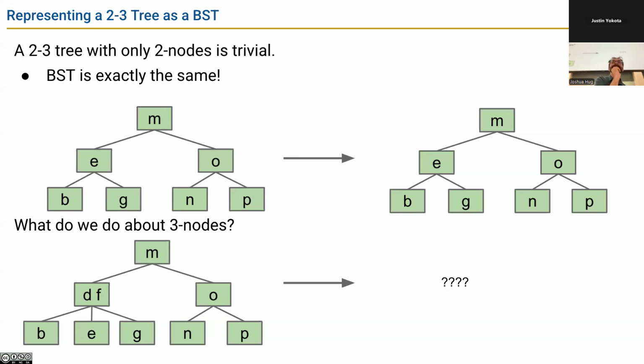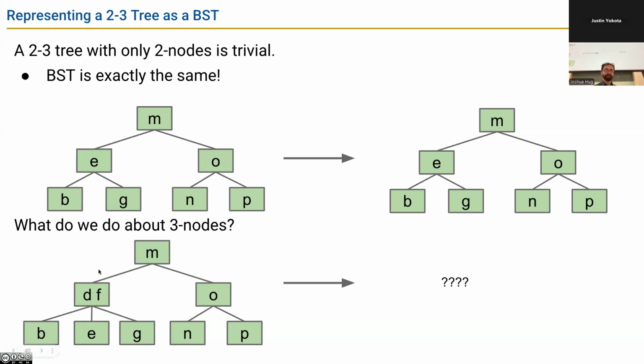Not 2 items. 1 item. Why is it called a 2 node? Because it can have 2 children. Okay. So I hate the terminology, but whatever. So if you only have 2 nodes, which is a node with 1 item, then the binary search tree is exactly the same. That's fine.